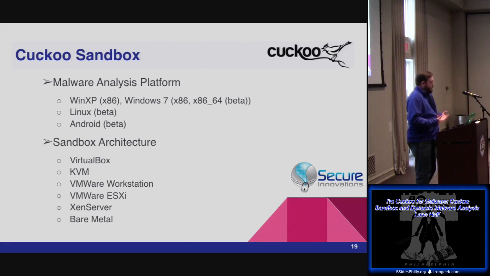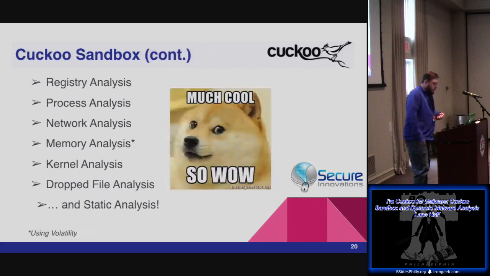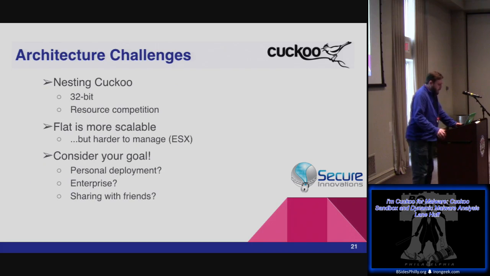So this is where something like Cuckoo comes in. It's a malware analysis platform. It can run all these operating systems: XP, Windows 7, and the newer versions run Linux, Android, and OS X. It supports a bunch of architectures now: VirtualBox, KVM, Workstation, VMware, Xen Server, and you can actually set up bare metal devices to run with Cuckoo. It does registry analysis, process analysis, all this stuff. I'm not going to read it all to you. You guys can read it. There's a lot of cool stuff that you can do with Cuckoo.